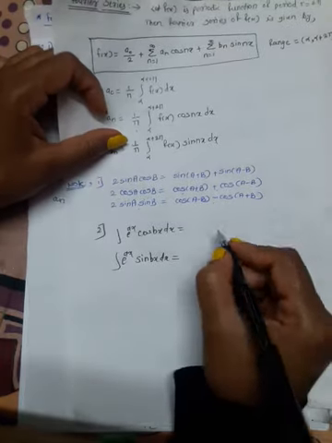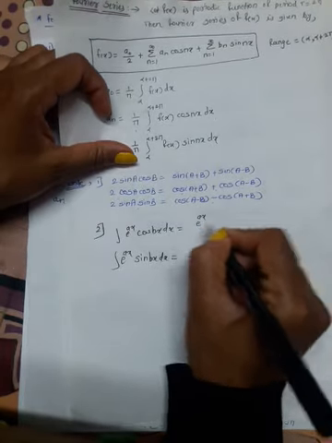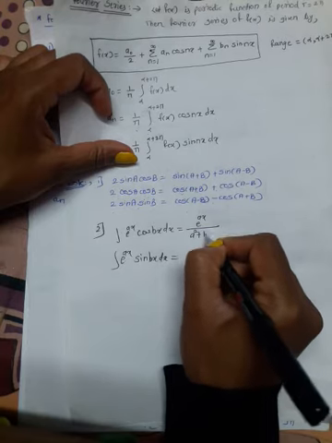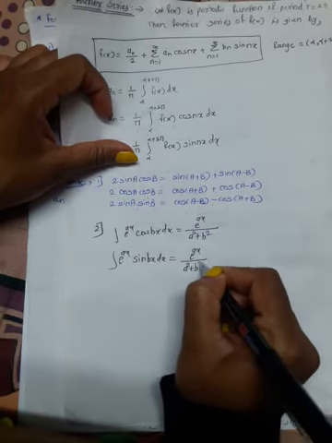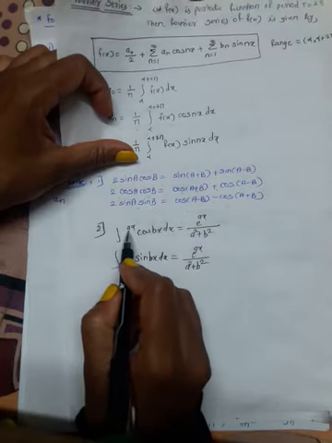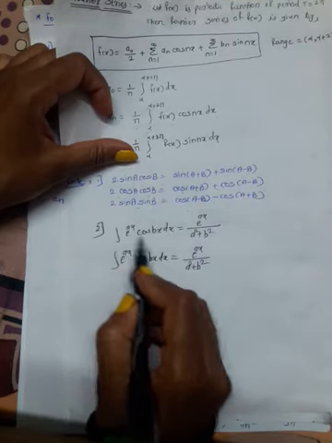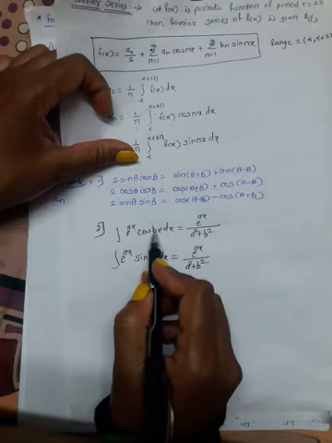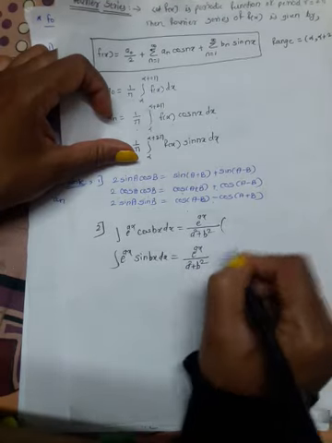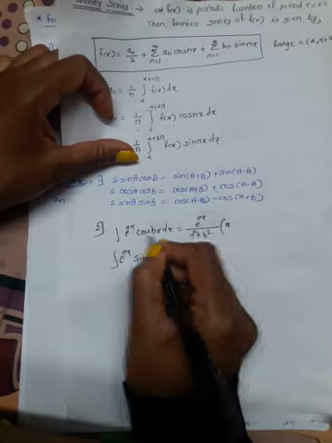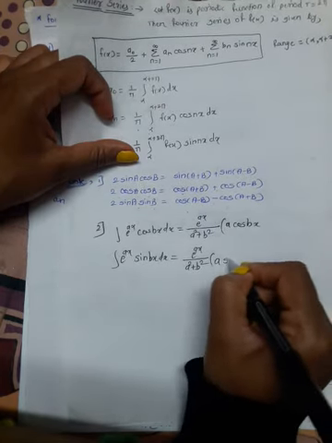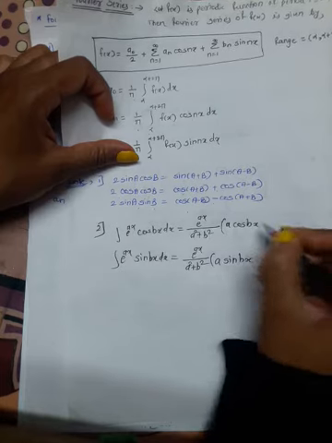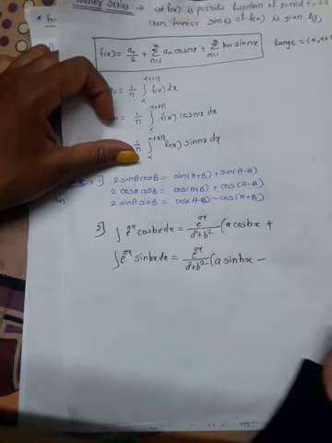How to mug up this formula? Just remember this trick. e raised to ax upon a square plus b square. Here also e raised to ax upon a square plus b square. What is a, what is b? This is a, the coefficient of the variable x. What is b? The coefficient of the angle x. Now in the bracket, this is a as it is, cos bx. Here also a as it is, sin bx. For cos it is plus, for sin it is minus.